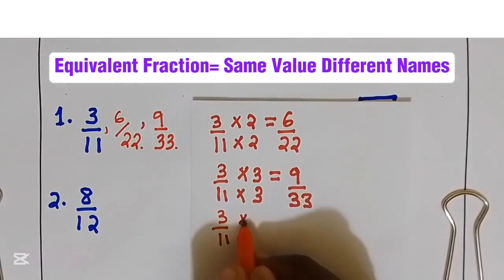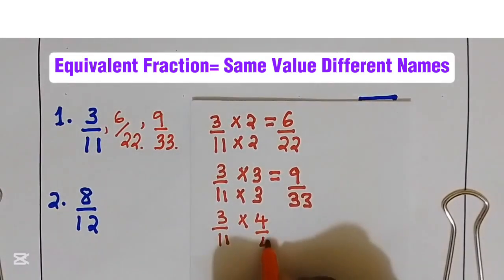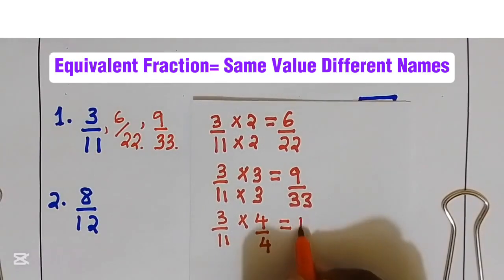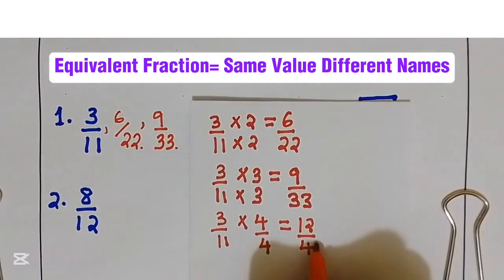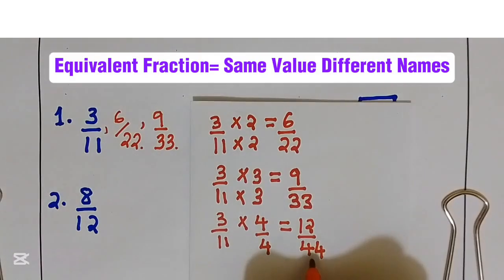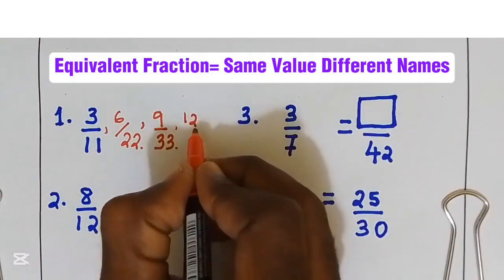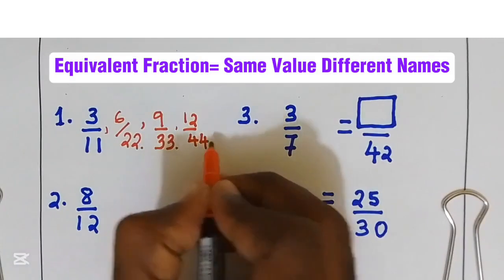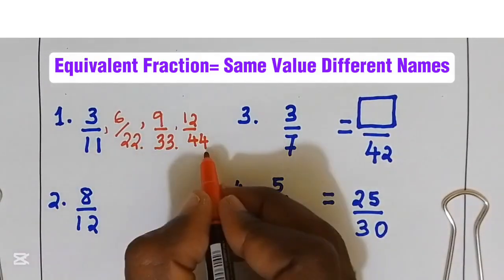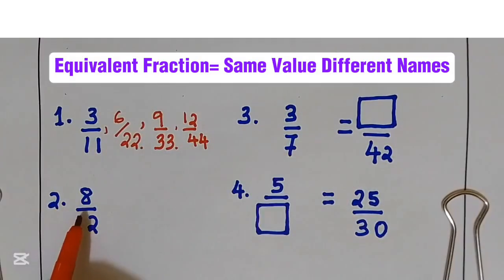3/11 multiplied by 4/4. We are going to get 12/44. This is another equivalent fraction. So we can have an infinite number of equivalent fractions. Let us do question number 2.